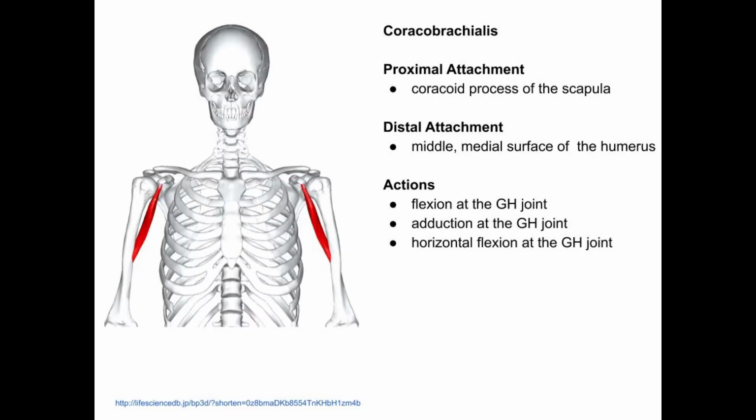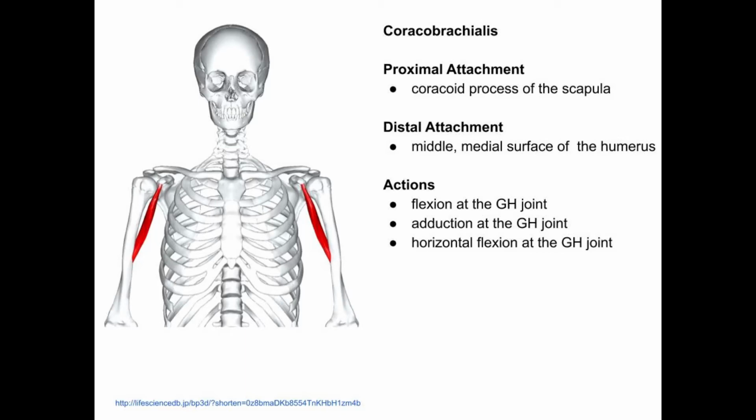Next, we have the aptly named coracobrachialis. It has a proximal attachment on the coracoid process of the scapula and a distal attachment on the middle medial surface of the humerus, which is directly across from the deltoid tuberosity, which serves as the distal attachment of the deltoid.